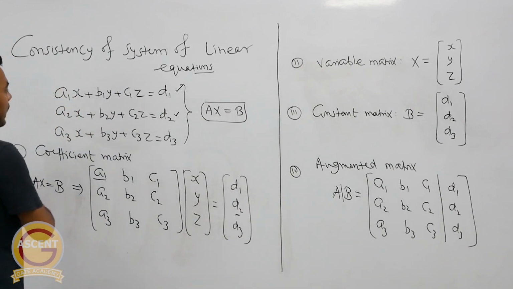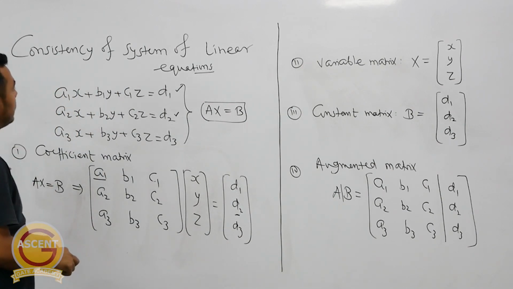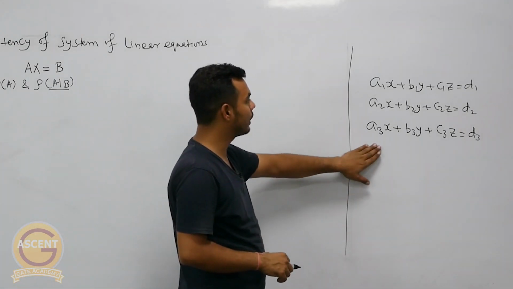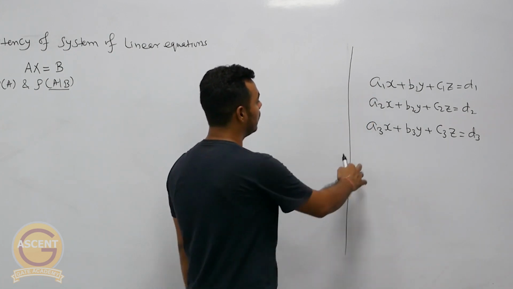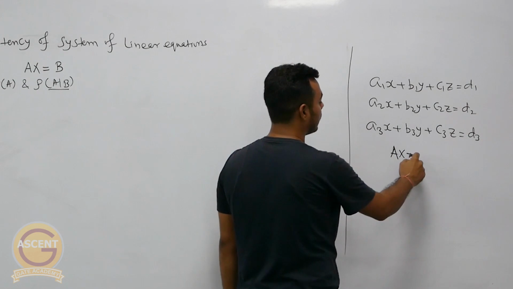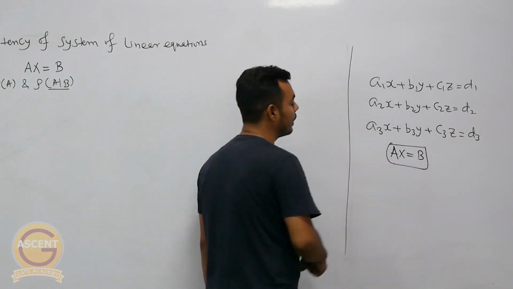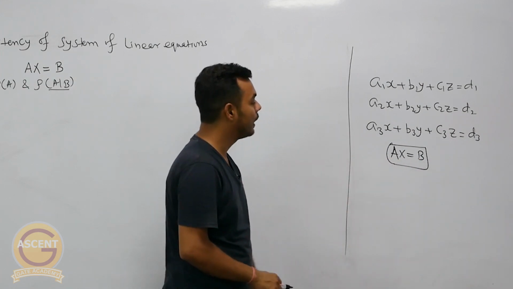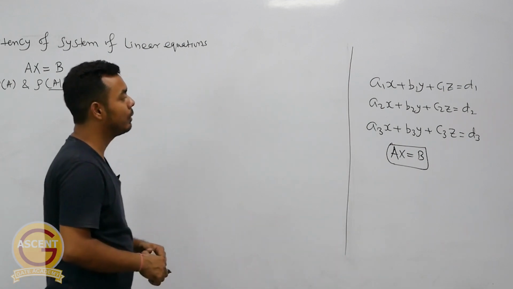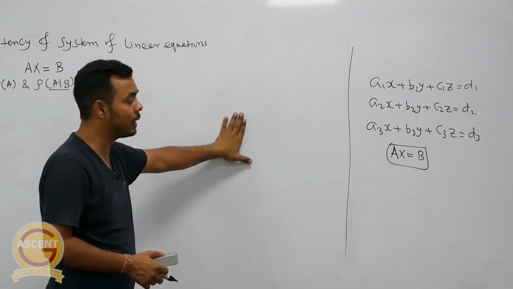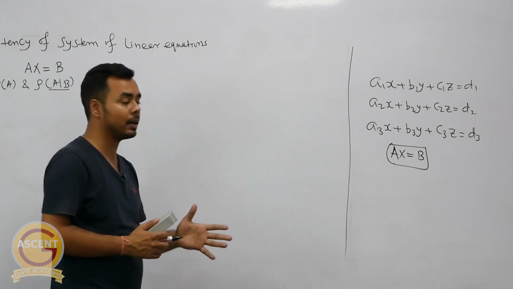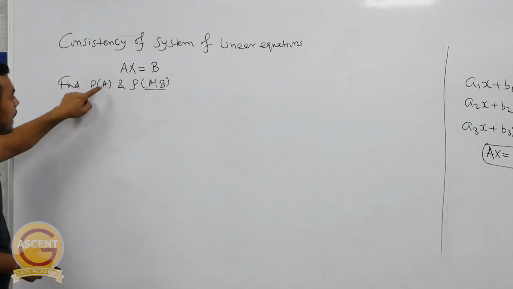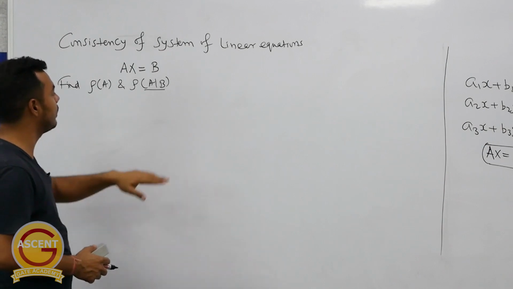So now once we have defined these four matrices, we can find the condition for consistency of a system of linear equations. These were three equations in three variables. In matrix form, we can write the system as AX equals B. We defined four matrices: coefficient matrix A, constant matrix B, variable matrix X, and the augmented matrix A slash B. Now if we want to find whether the system is consistent or not, and if it is consistent, whether it has a unique solution or an infinite number of solutions, the first step is to find the rank of matrix A and the rank of the augmented matrix A slash B.